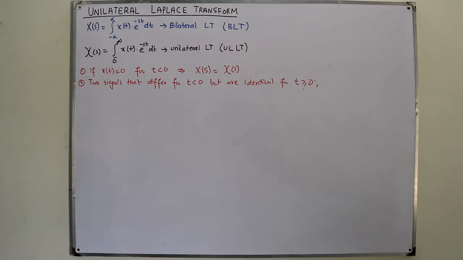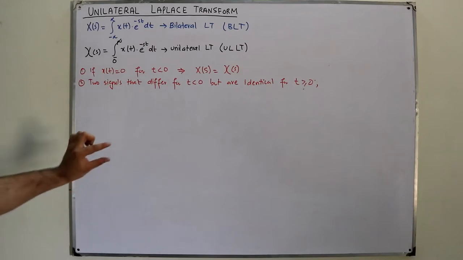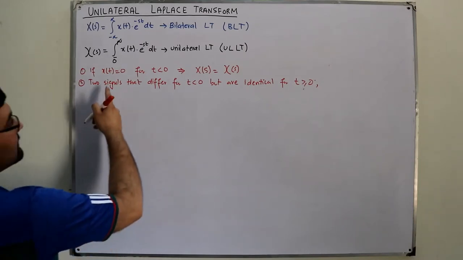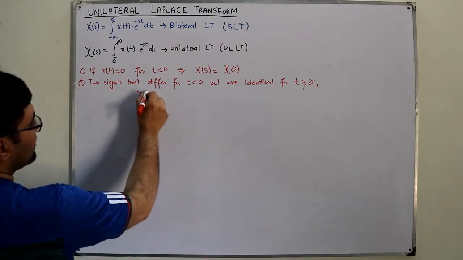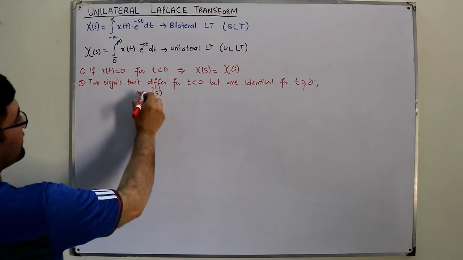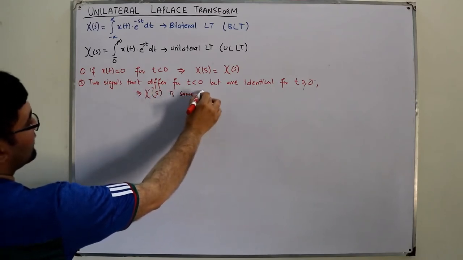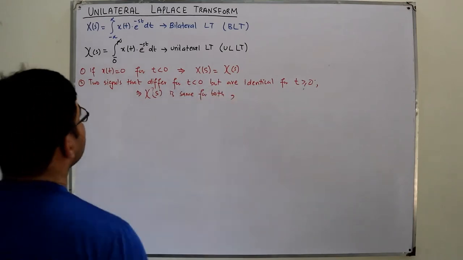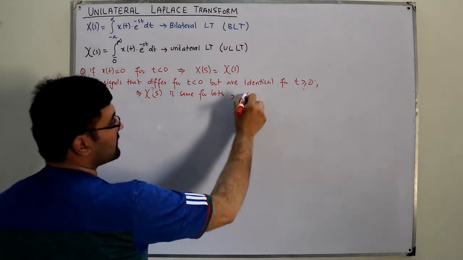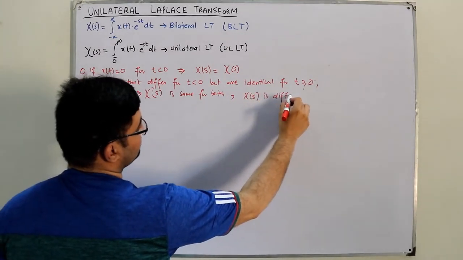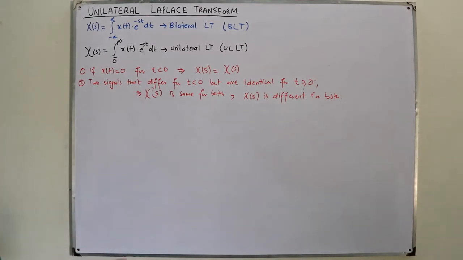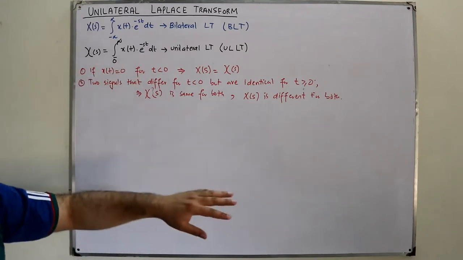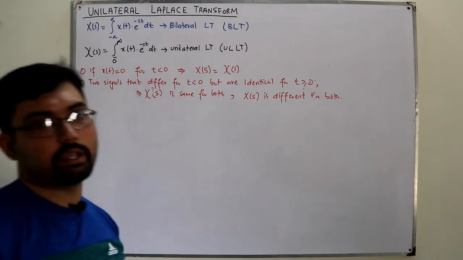So if they are identical for t greater than 0, then the Laplace transform that is existing for t greater than 0 would be the same for both. So this implies that the unilateral Laplace transform is the same for both, and the bilateral Laplace transform is different for both. Why? Because they are different for negative values of time. For the unilateral Laplace transform, we are only talking about the positive values of time. So this would be the same.